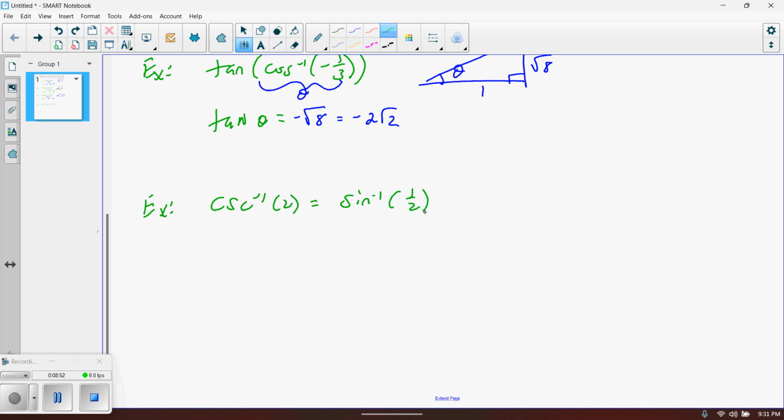These are going to give you the same location. Whatever that angle is will be the same thing. And that angle, where sine gives me 1/2, is going to be at pi/6.